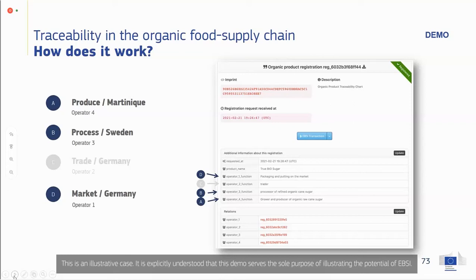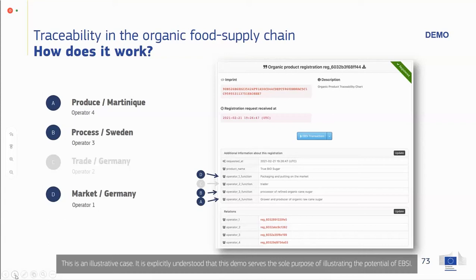So as you can see on your chart, you can see operator number 4, which is at the bottom of the chart because he's the one bringing the raw material. In this case is the sugar grower in Martinique. Then we have the operator number 3 who is refining the sugar, and this operator is in Sweden. And then we have the trader in Germany. Now it's good to notice that when we talk about trader, the trader is not actually dealing with the product, is just buying and selling.